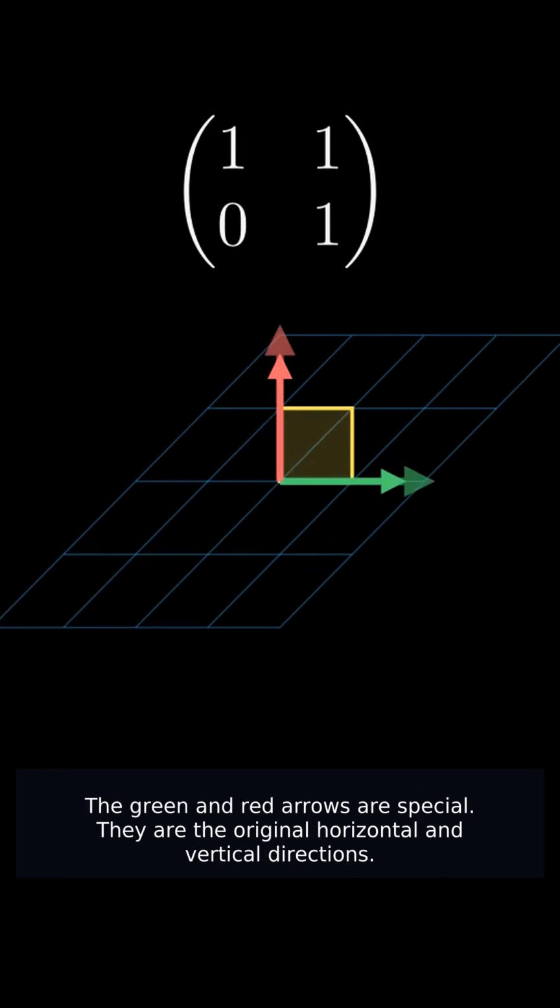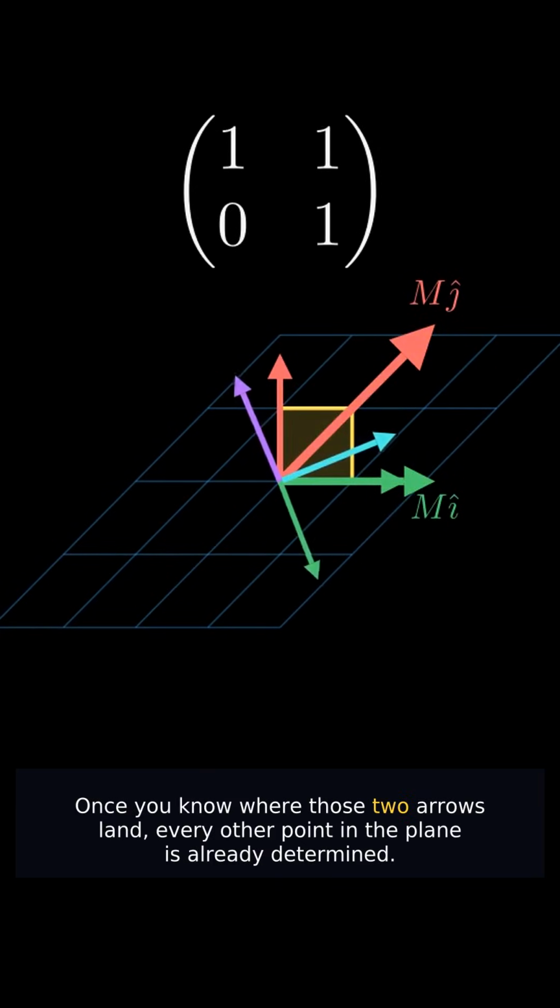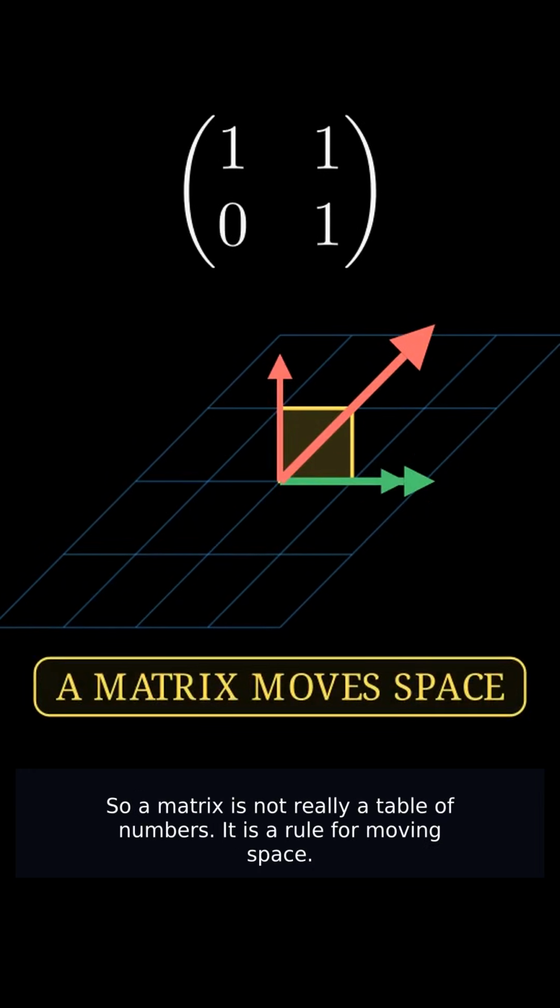The green and red arrows are special. They are the original horizontal and vertical directions. Once you know where those two arrows land, every other point in the plane is already determined. So a matrix is not really a table of numbers. It is a rule for moving space.